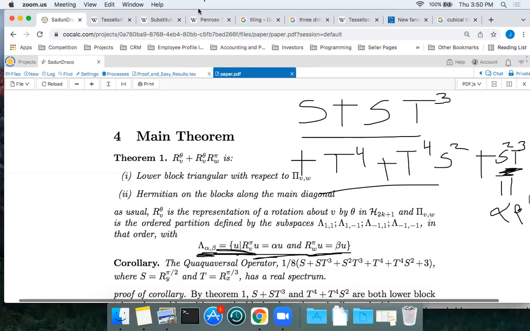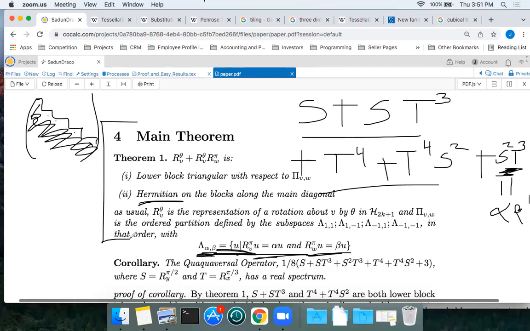So if you're lower block triangular and the only entries are over here, that means all your eigenvalues come from these blocks. Since these blocks are Hermitian, all the eigenvalues of this matrix have to be real. Okay. So once you prove this theorem, we have a proof that this operator has a real spectrum.